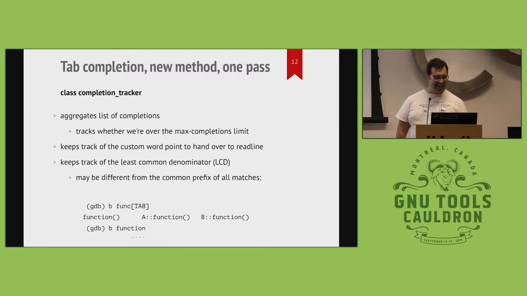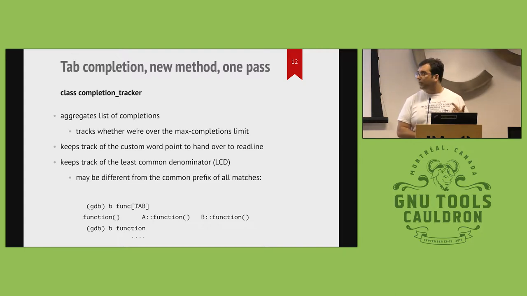All right. So how does this work internally? There's only one pass now. And it's not the third pass. It's the pass one from the old method that now does everything. There's this object called the completion tracker. It's responsible for aggregating the list of completions, and it tracks whether you're over the max completion limit. If you press tab and the thing completes to 1,000 symbols, it's not useful, goes over the limit, and GDB says, oh, too many, type more characters. And it keeps track of the custom word point to hand over to readline.